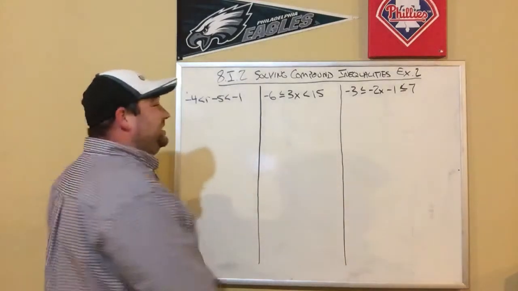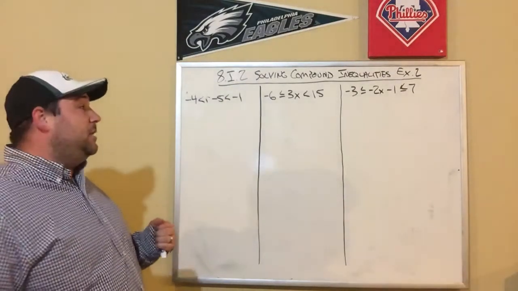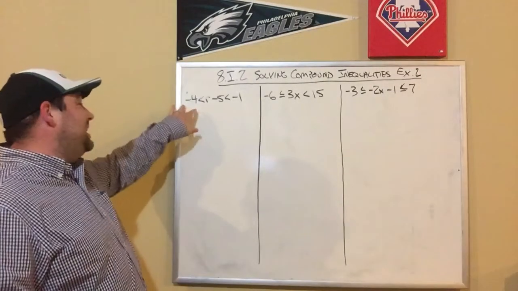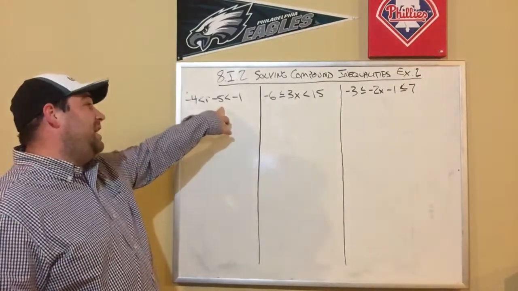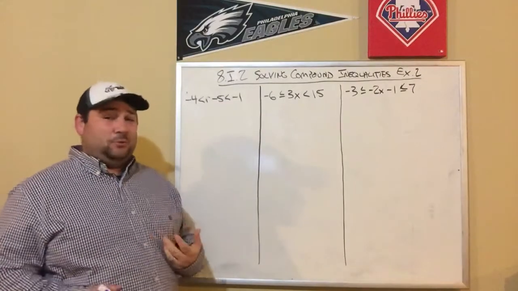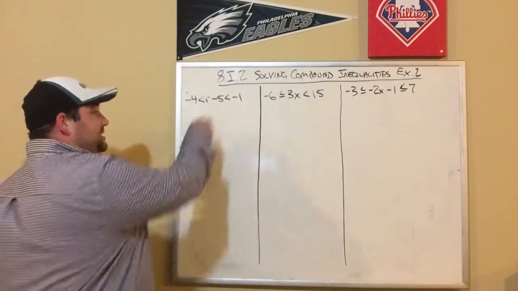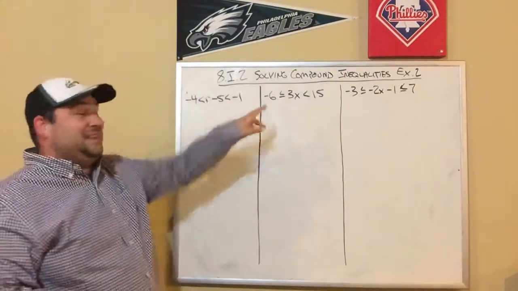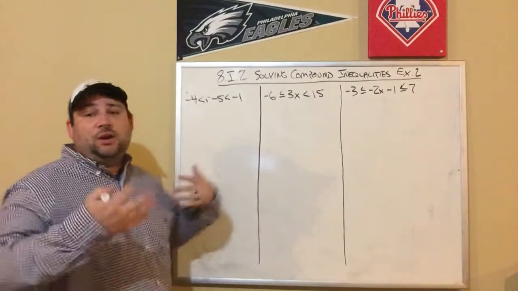All right, pre-algebra, we're going to continue solving compound inequalities. I got 3 different examples on the board that we're going to do. So our first one, it says -4 is less than r minus 5, which is less than -1. So what I know is this concept of r minus 5 is greater than -4 and is less than -1. So I got to figure out what can r be.